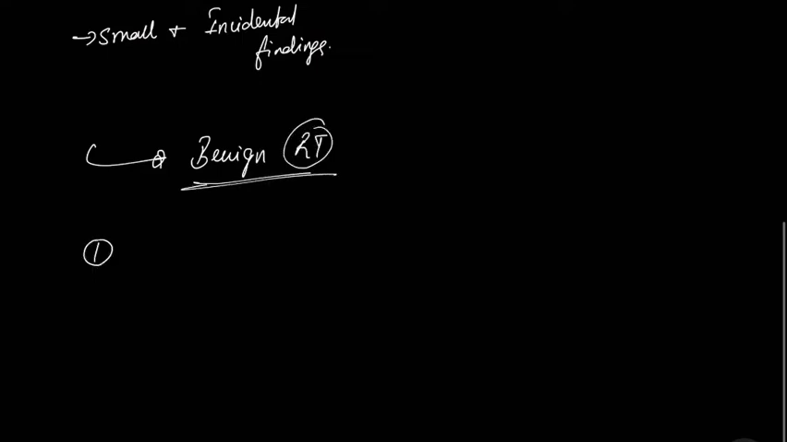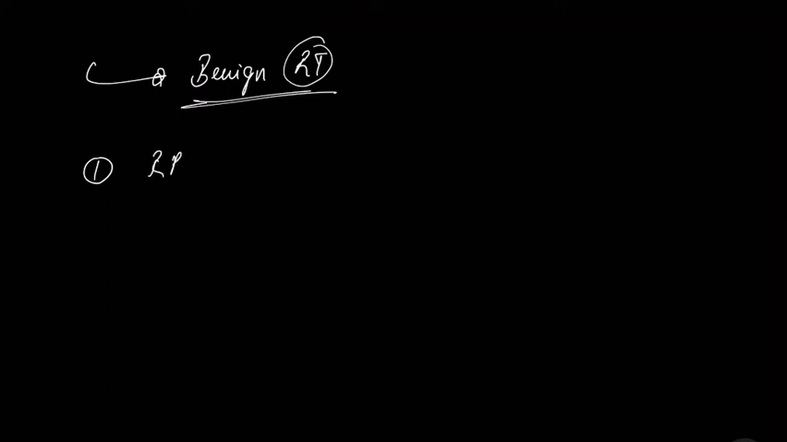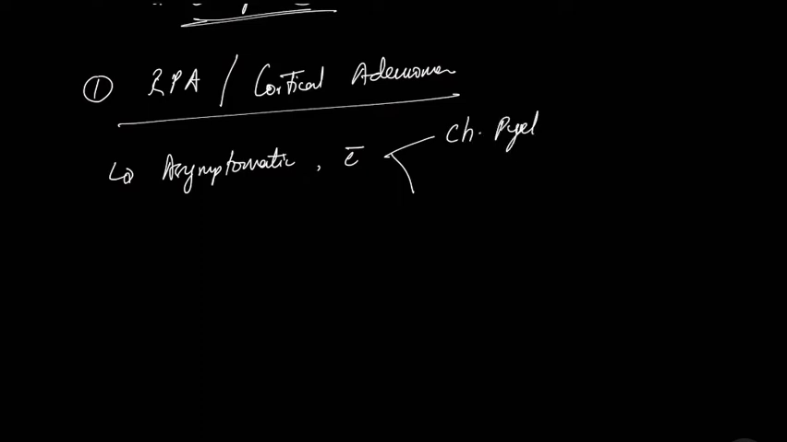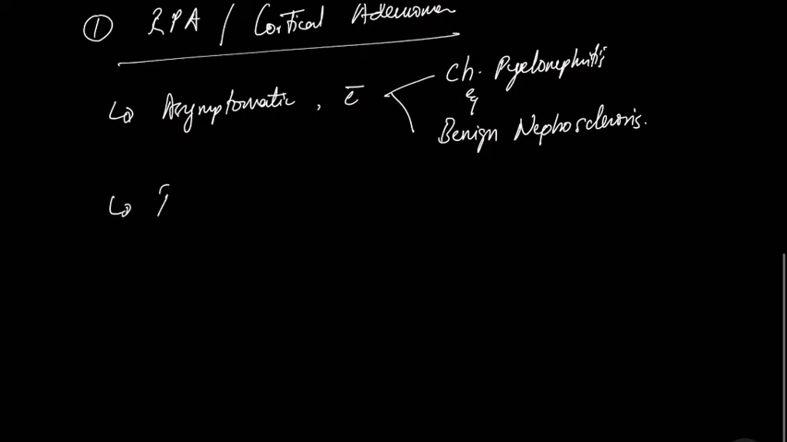Alright, the first benign renal tumor we'll be starting is your renal papillary adenoma, which is also known as cortical adenoma. Alright, now this is usually asymptomatic, but is associated with two conditions, that is your chronic pyelonephritis and benign nephrosclerosis. Alright, again, this is an incidental finding.